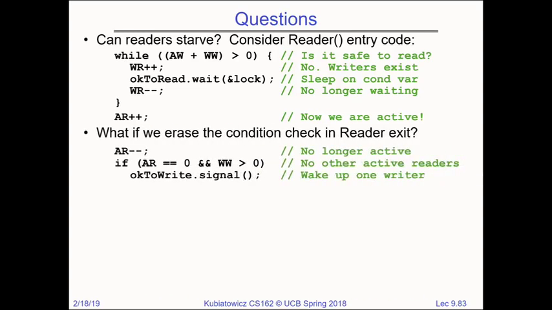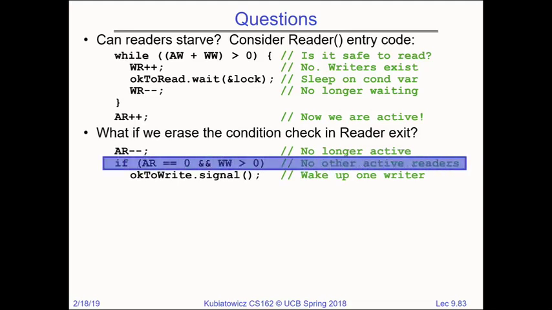What if we erase the condition check in the reader exit? So notice, what if we just erase? What happens? Yes? Writers wait forever. Actually, the opposite happens. So if any time a reader finishes, it's going to signal a writer to wake up. Does that violate the database constraints? Yes, go for it.